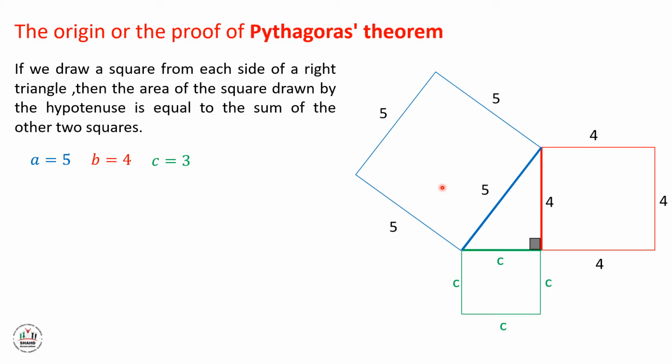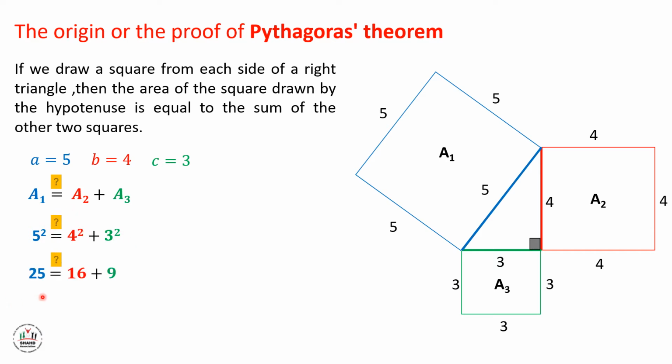So A equal to 5, B equal to 4, and C equal to 3. So A1 should be equal to A2 plus A3. Let's see that. 5 square does equal to 4 square plus 3 square. 5 square equal 25 equal to 16 plus 9. So 25 equal to 25. And the theorem is proved.